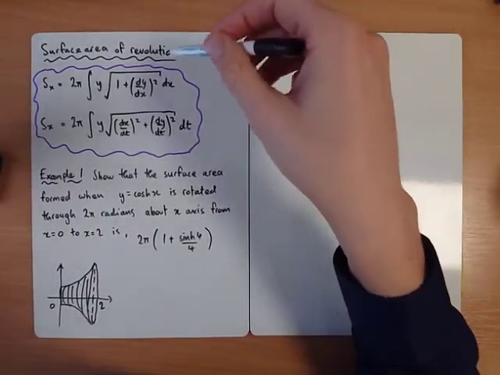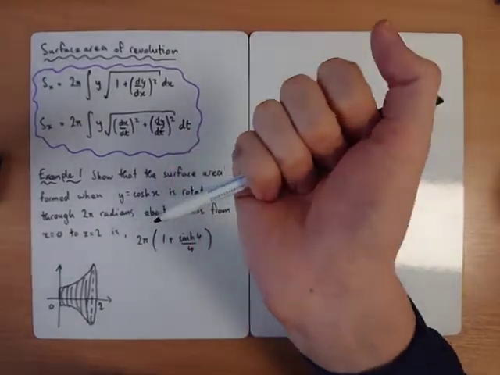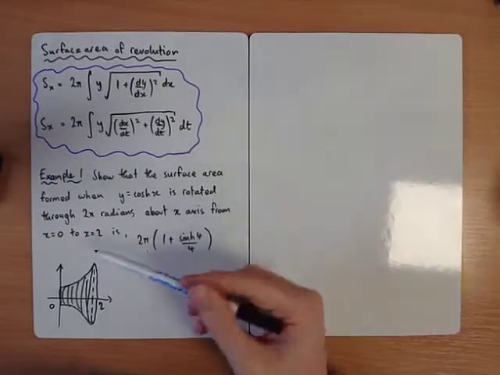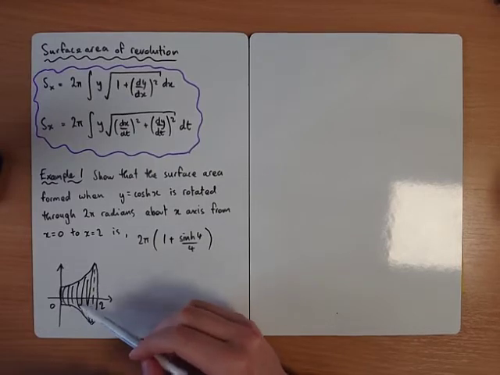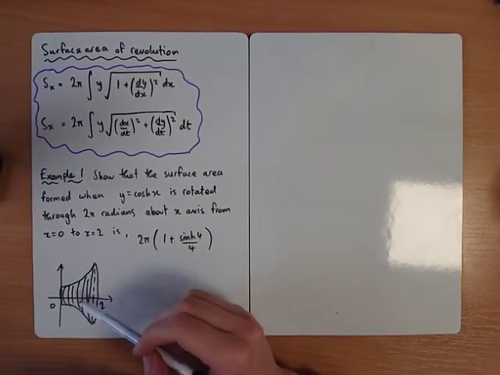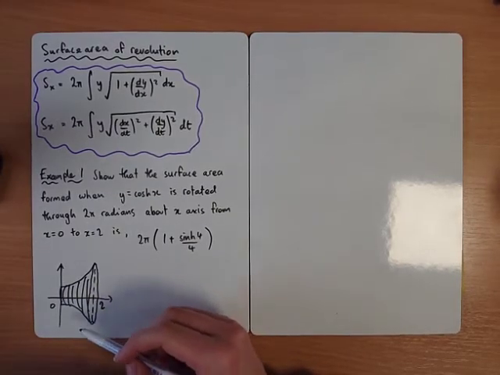Let's take a look at surface area of revolution. Now we've already seen arc length, and last year we saw volume of revolution. But what we're going to think about now is if we rotate something about the x-axis. If we rotate a function about the x-axis, obviously a volume, a three-dimensional shape, would be formed. But we can also find the surface area of that shape as it's rotated around.